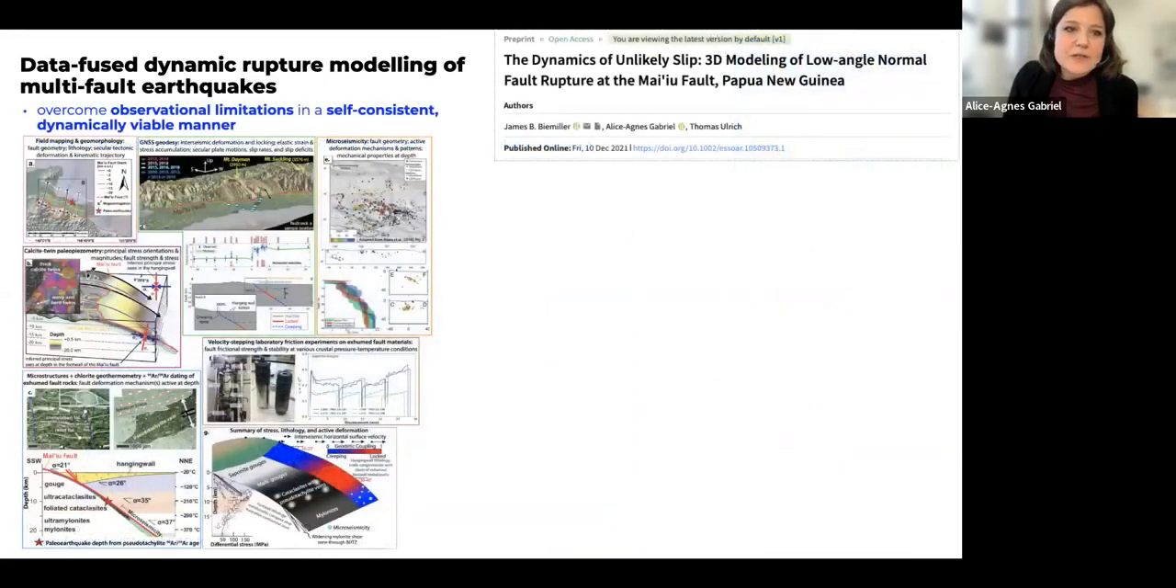I also want to point out that we can use these models to overcome observational limitations. We have a recent preprint at ESSOAr that's led by James Biemiller, who's a postdoc at Scripps, trying to understand the dynamics of unlikely slip. With unlikely slip, I mean large earthquakes on a low-angle normal fault. I include that for Lauro, and I'm happy he's here. This is a low-angle normal fault in Papua New Guinea, the Mai'iu fault. James has been working on that extensively during his PhD at UT Austin.